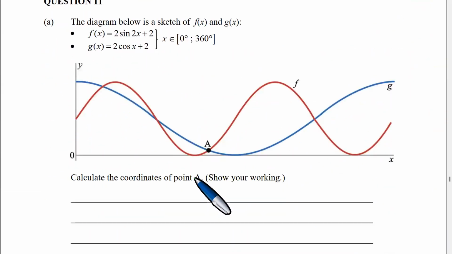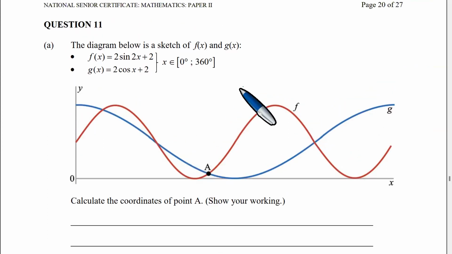Okay, this one I gave as a homework. Question 11. Okay, in the diagram below is a sketch of f of x and g of x. So we have f is exactly 2 sine 2x plus 2, and g is 2 cosine x plus 2. x lies between 0 degrees and 360 degrees inclusive. Calculate the coordinates of point A. Now, this is easy. What's the answer? Okay, we want to calculate the coordinates of A. How to find the coordinates of A?